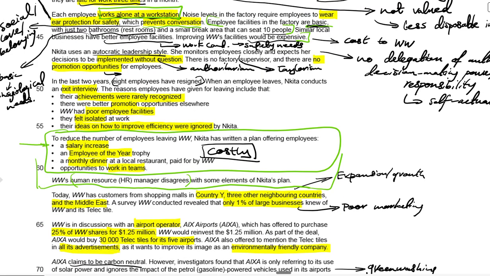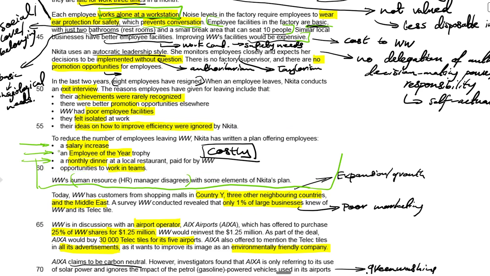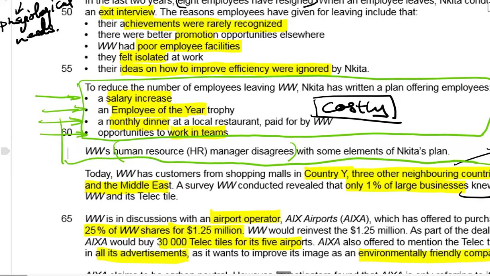So we have salary increase, Employee of the Year trophy, a monthly dinner, opportunities to work with team. And so these all have to be addressed in our discussion. So we need to give an advantage and disadvantage of each of them, referring to Maslow's hierarchy, because each of these are on different levels of the hierarchy, right? Now we can mention what levels those are. So salary increase is basic, right? That's our basic physiological.